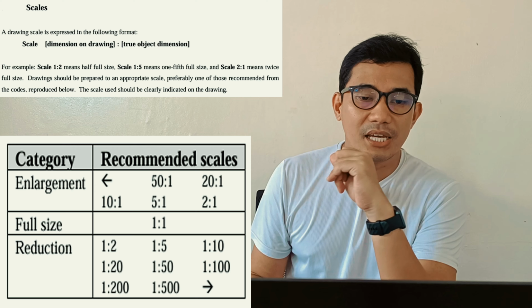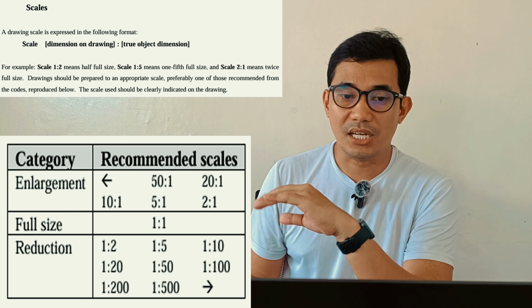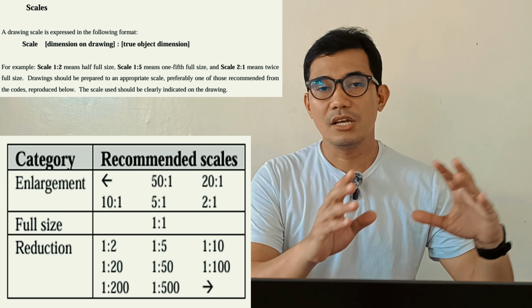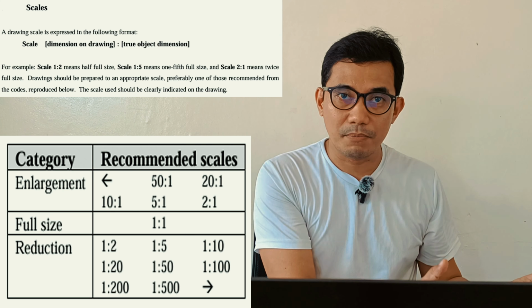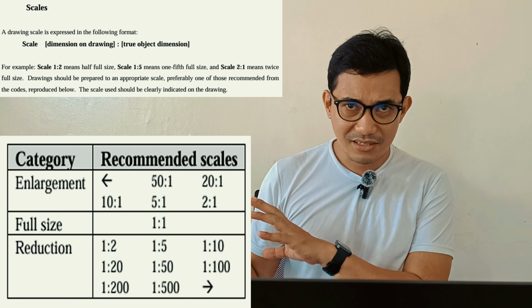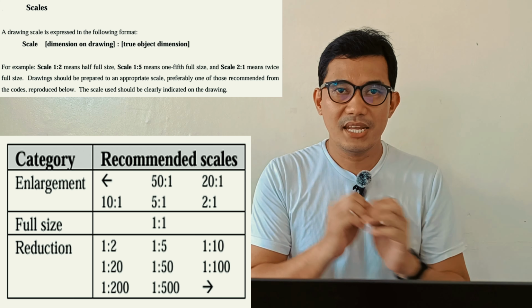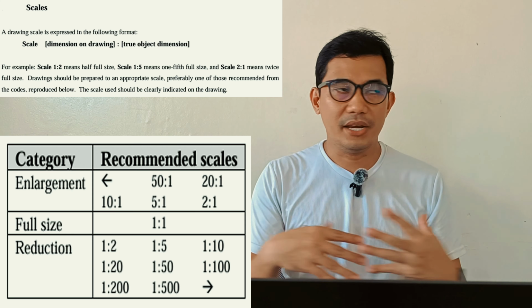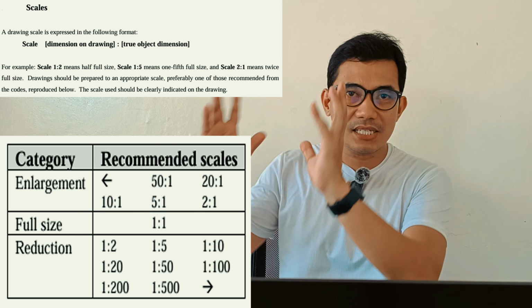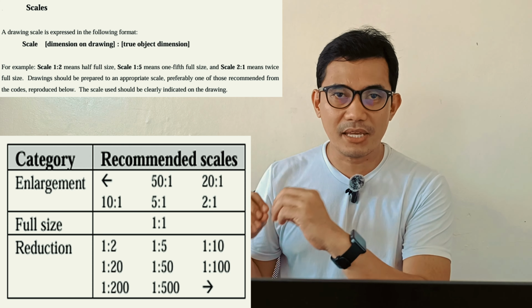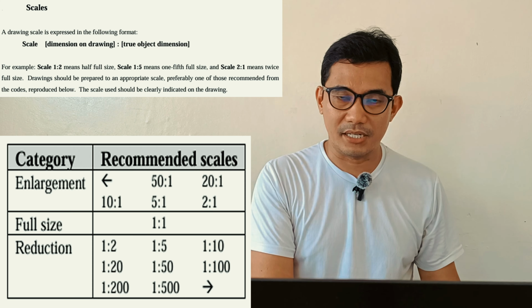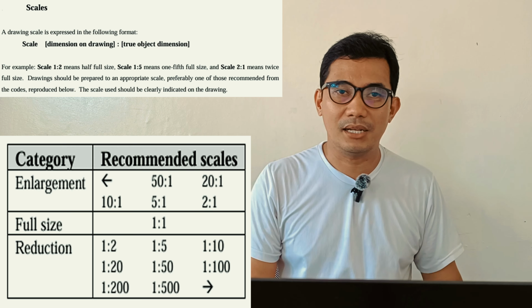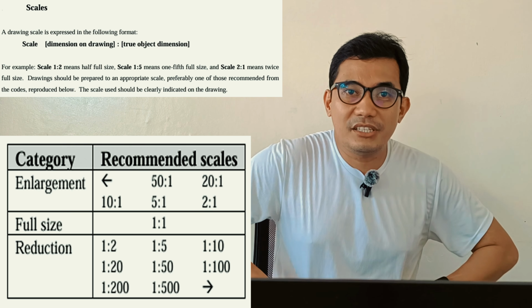We have the category, enlargement, full size, and reduction, and then the recommended scales. Now, on the enlargement, that means gamay siya sa real world, imo siyang ipadako sa drawing paper. The recommended scales are 10:1, 50:1, 5:1, 20:1, 2:1. So that means gamay yung real object size, and then ato siya i-enlarge pag abot sa paper. So na may mga dagmay nga objects, no? Then gusto na to nga i-drawing into bigger size pag abot sa atong papel. Muna gitawag og enlargement.